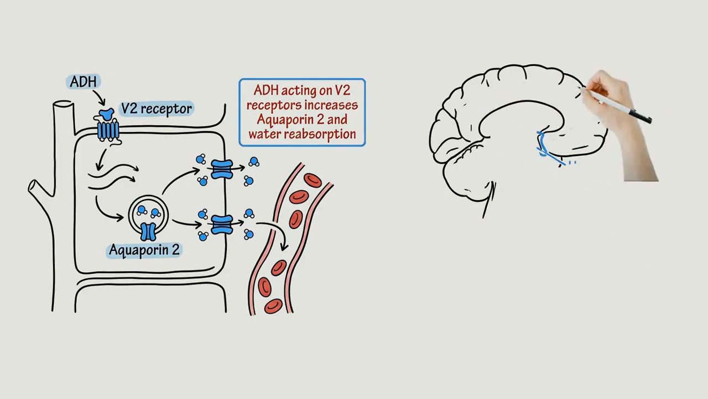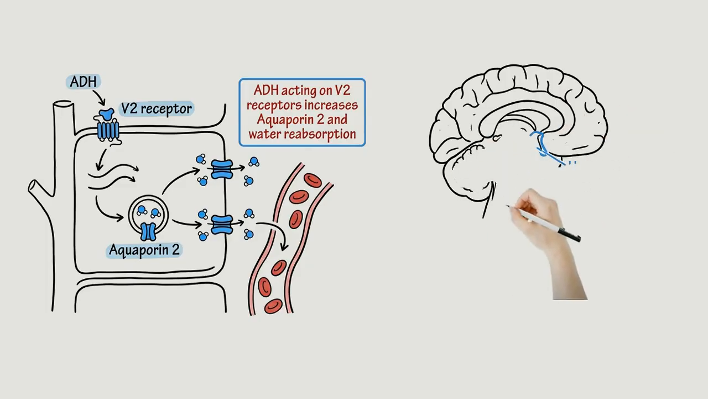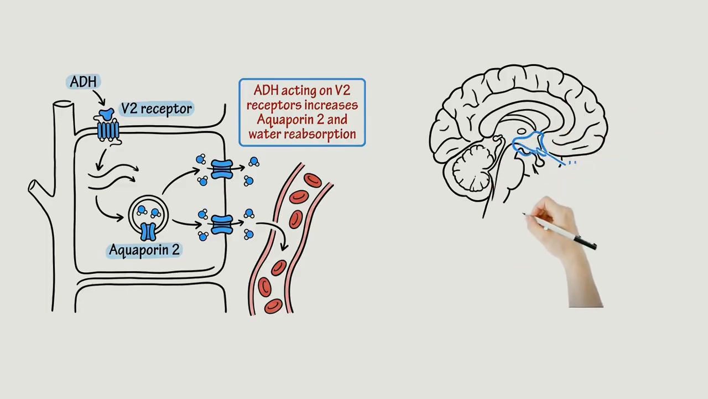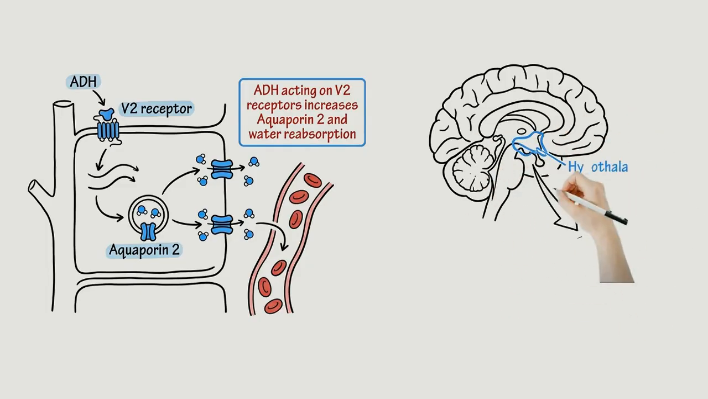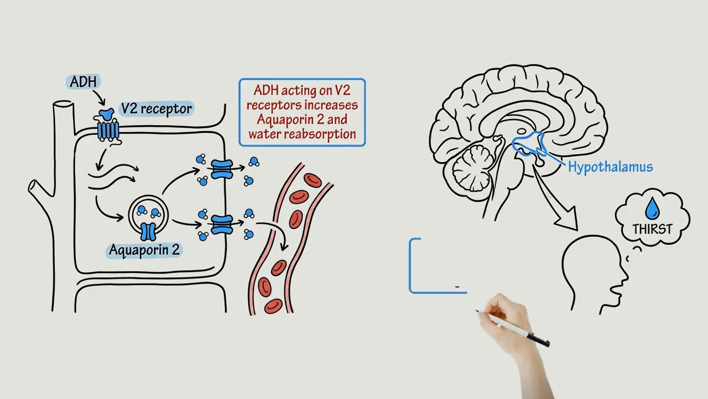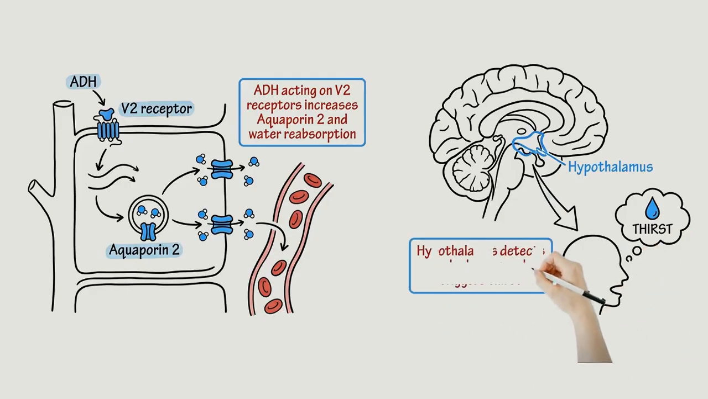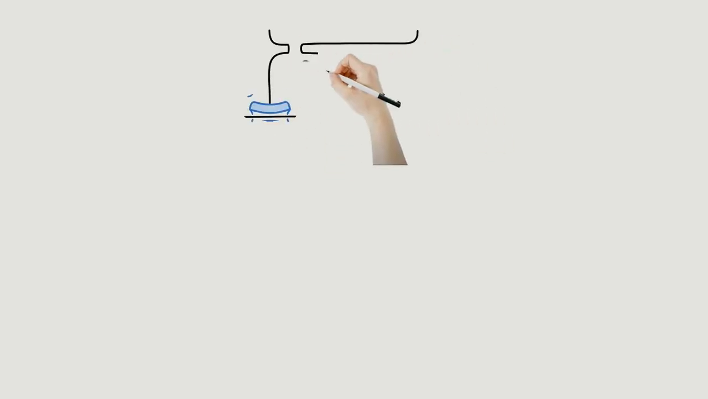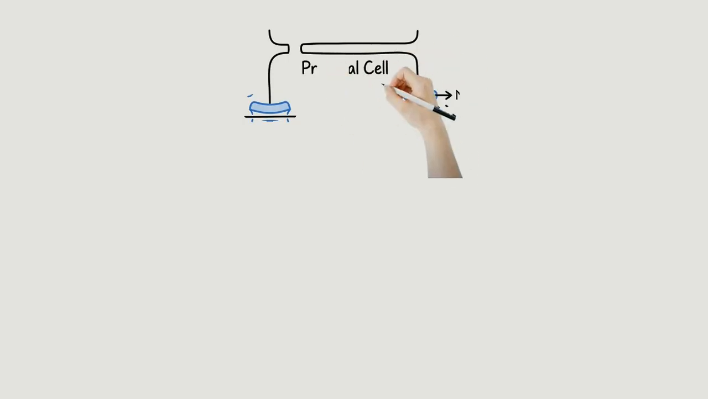Effect 4 is thirst. Angiotensin II acts on the hypothalamus to increase thirst. That's behavioral water intake layered on top of renal retention. So, angiotensin II hits 4 targets at once: blood vessels, adrenal gland, pituitary, and hypothalamus. All 4 push blood pressure up. Now we zoom in on one of those, aldosterone, because it deserves its own step.